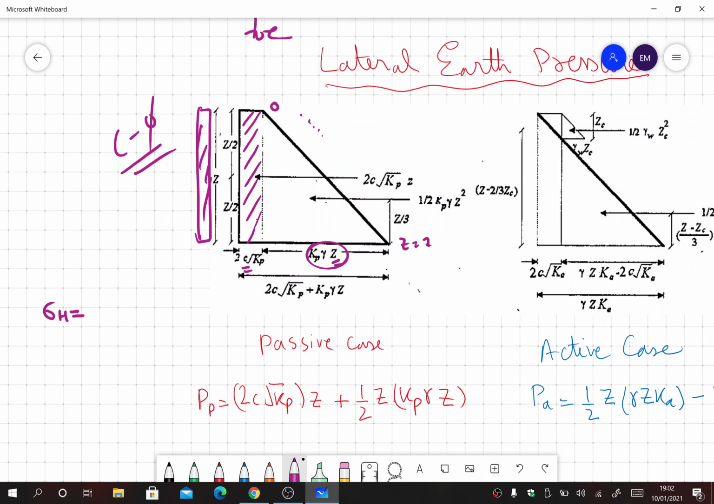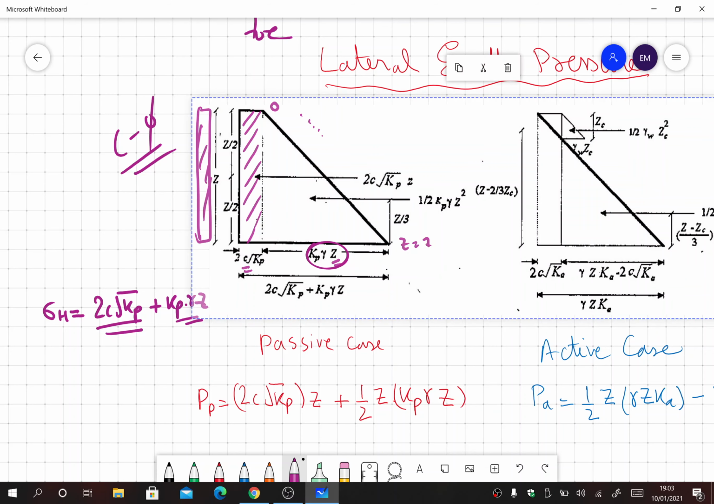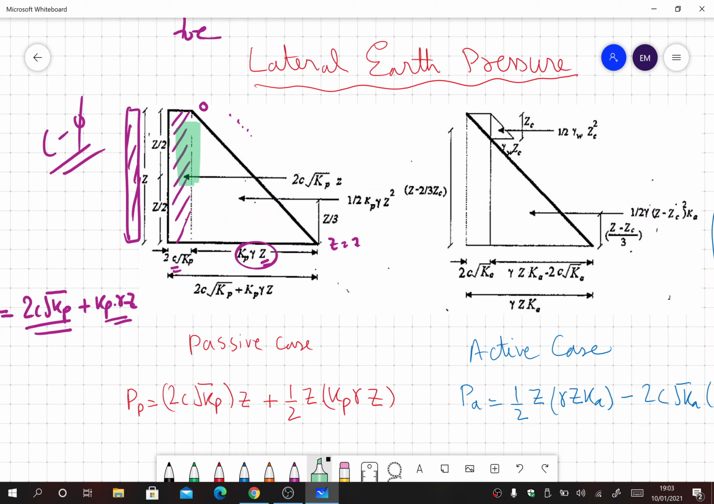Sigma h is equal to 2c under root Kp plus Kp gamma z. So this remains the constant value throughout from top to bottom, and the second portion is changing. Now we will use this whole figure to calculate the total earth pressure that is acting behind the retaining wall.